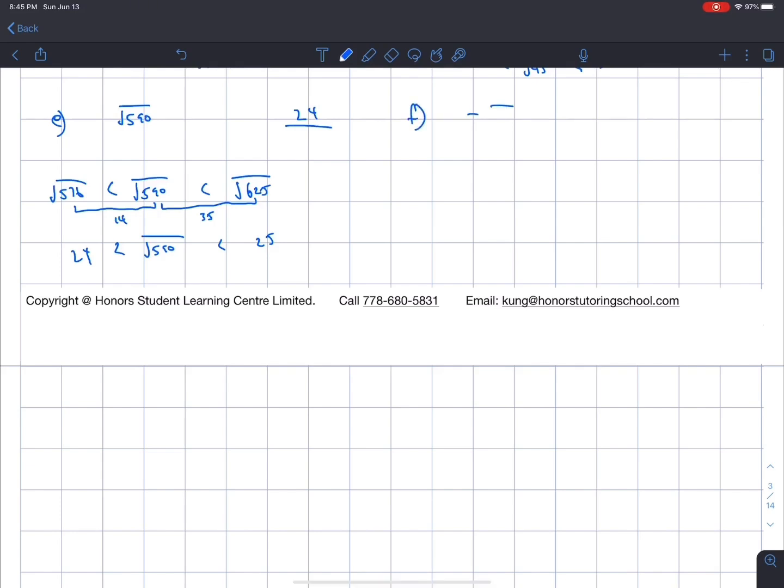f, we get a much smaller number, negative square root of 5. So we can have negative square root of 9 and negative square root of 4. The square root of 9 is 3, and the square root of 4 is 2. We can see that 5 and 4 is only 1 away, but 9 to 5 is 4 away. So the negative square root of 5 is close to negative 2.